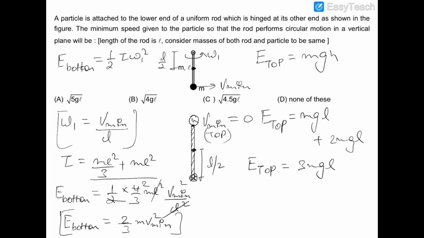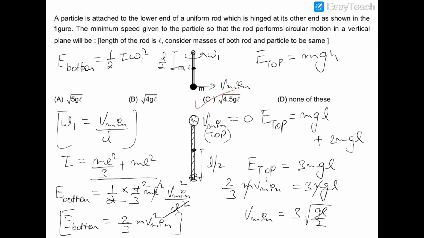So equating the energy at the bottom and energy at the top, by the energy conservation, 2 by 3 m v minimum square is equal to 3mgL. Cancelling this m with m, v minimum will be equal to 3 under root gL by 2. So this can be written as under root 9gL by 2, and obviously 9 by 2 is 4.5. So the correct option is C.